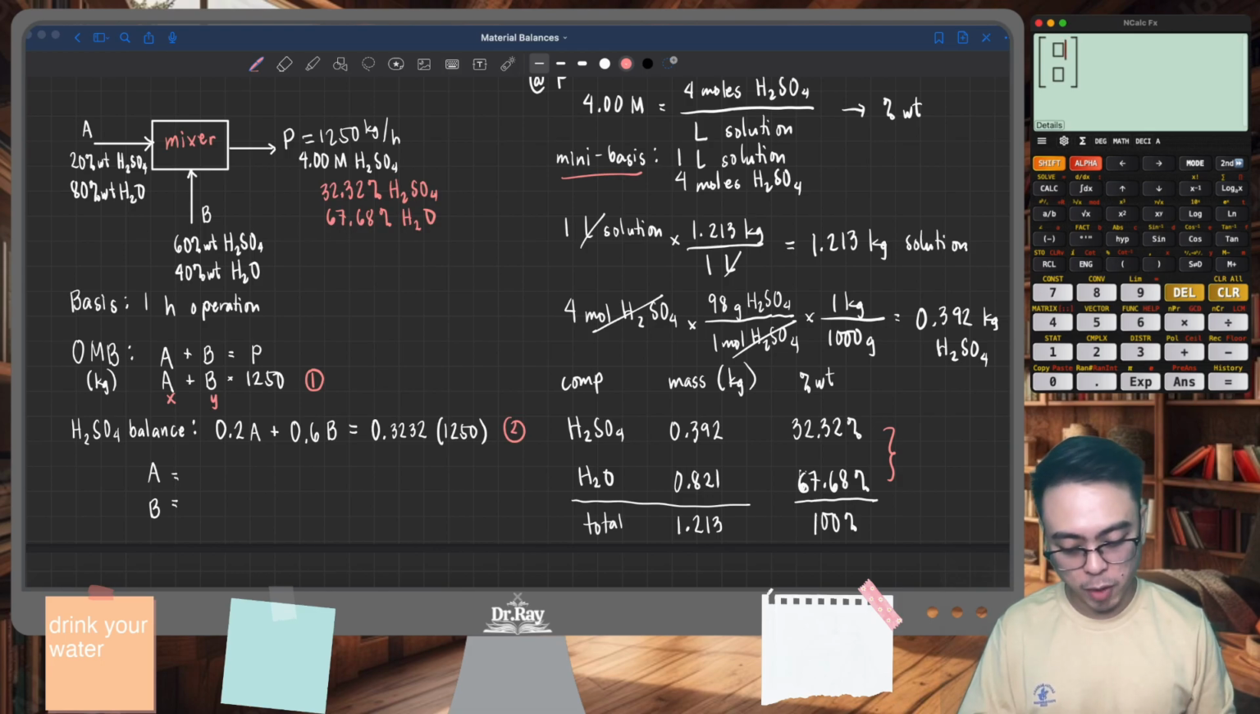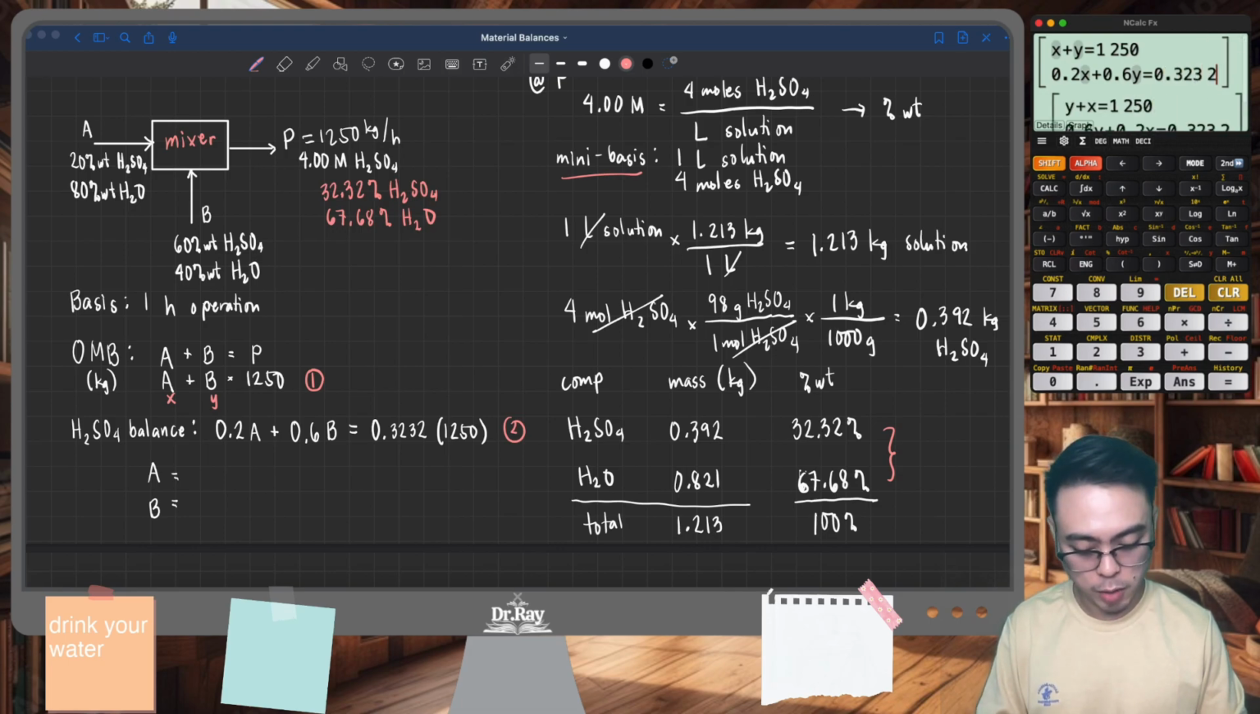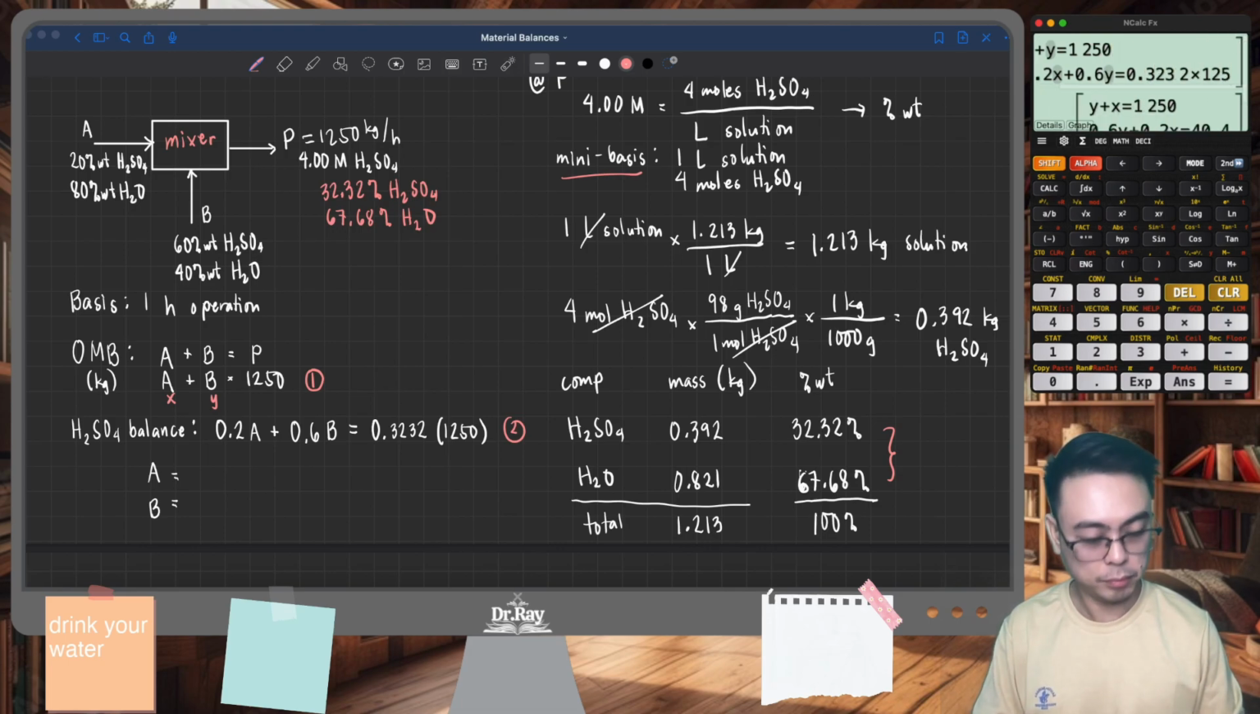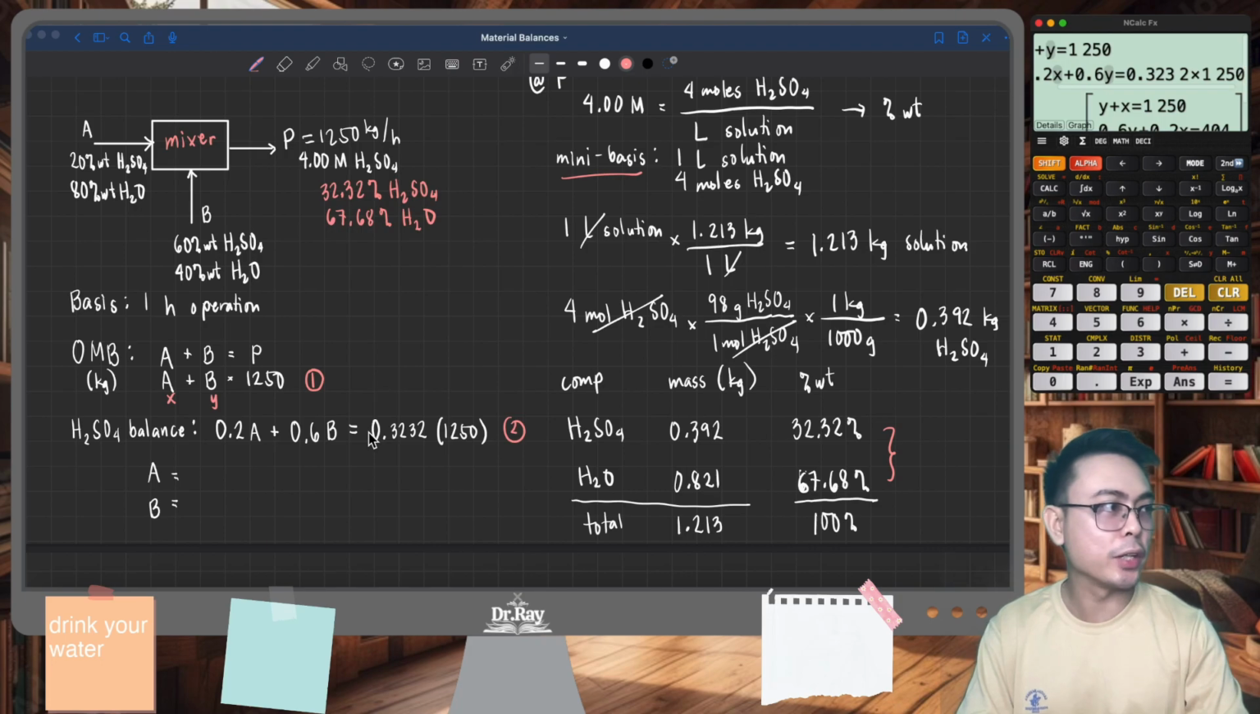So for my first equation, that will be X plus Y equals 1,250. That's our first equation, right? This one. My second equation is 0.2X plus 0.6Y equals 0.3232 times 1,250. This is our second equation right here, already plugged into our calculator.